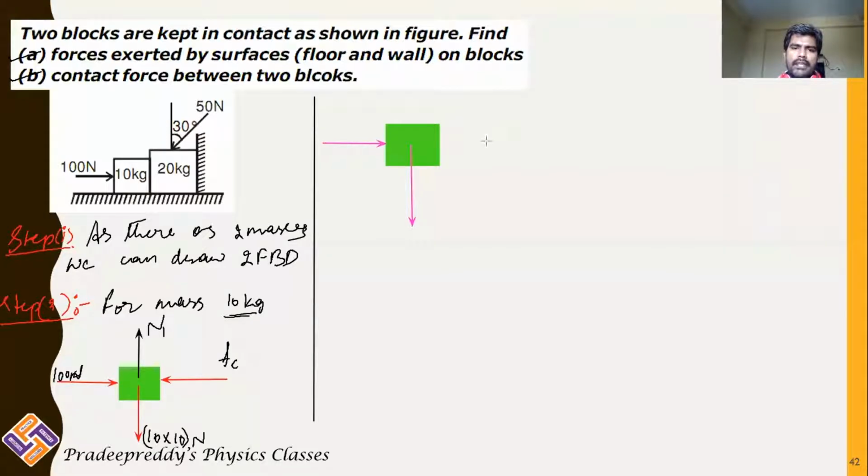the wall will be exerting a force in the leftward direction, and there is another force of 50 Newton which acts at an inclination of 30 degrees with the vertical axis, and along with that there is a normal reaction acting in the upward direction. There is a normal reaction as well. These are the forces acting on the 20 kg mass.